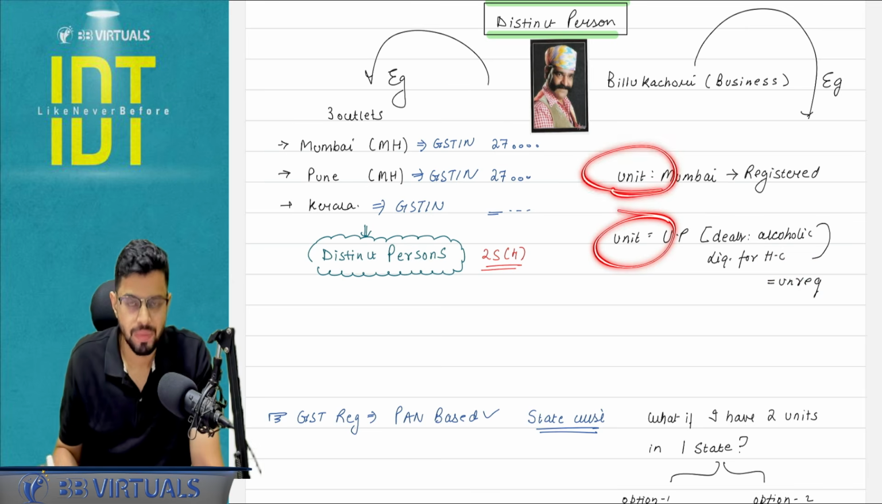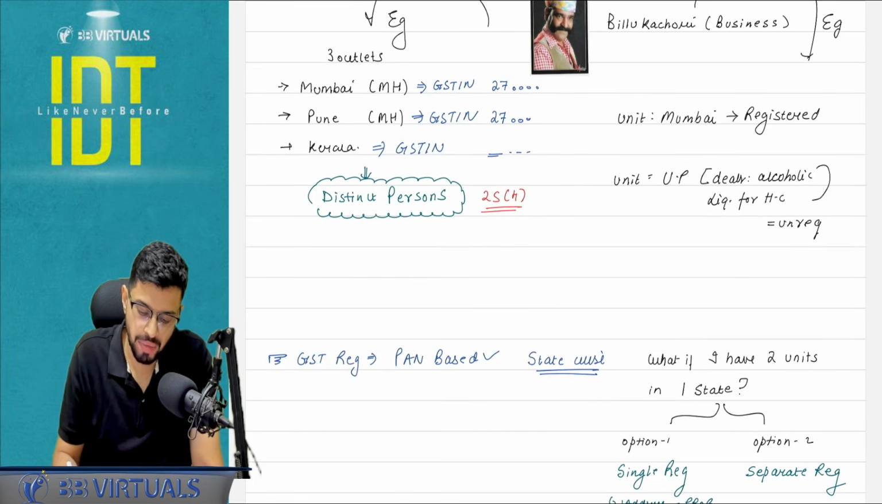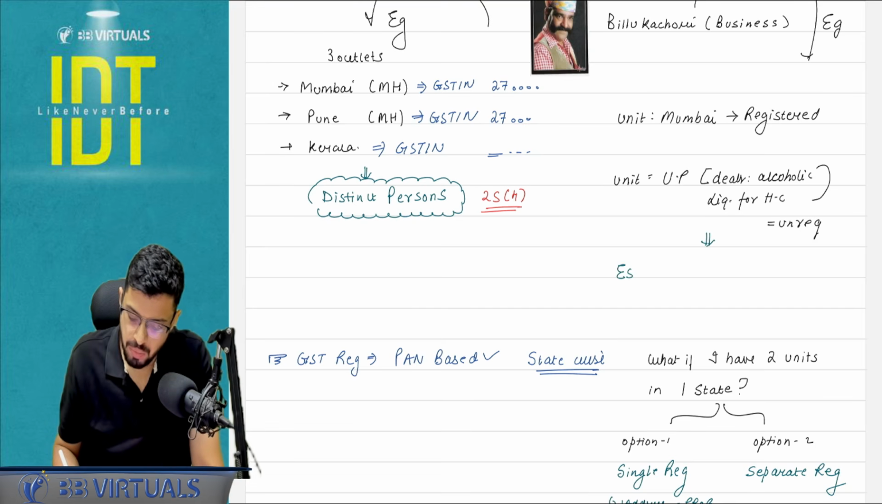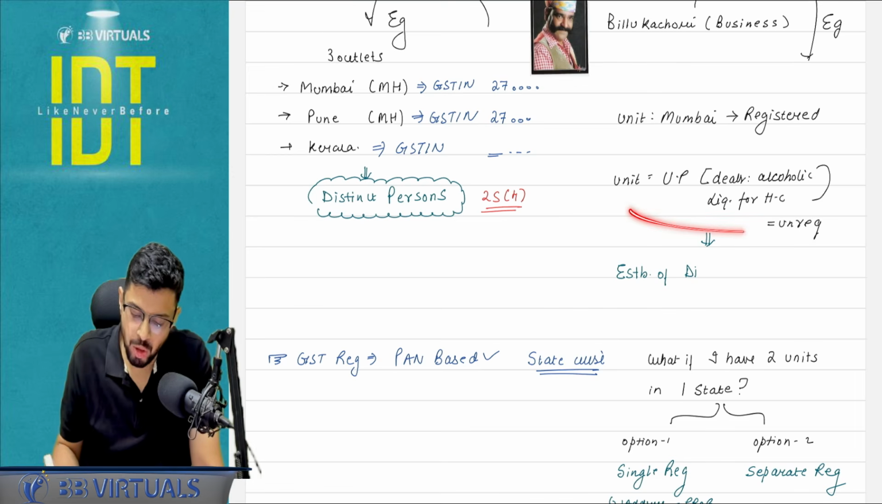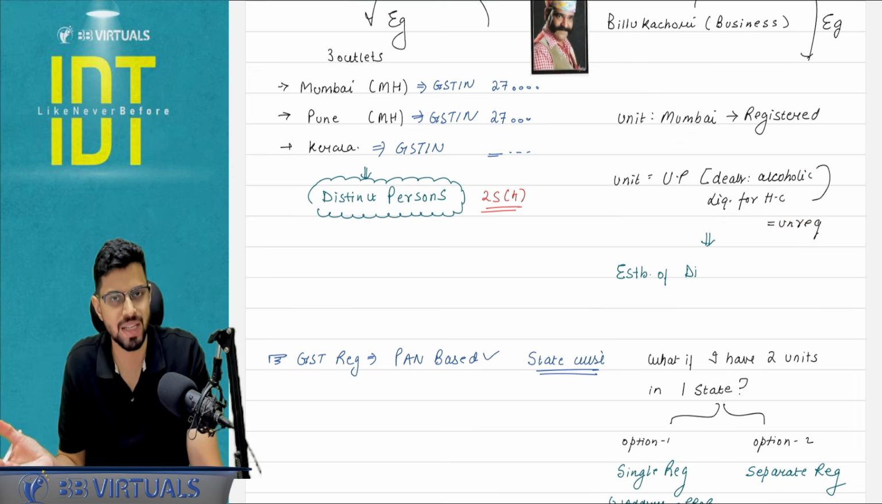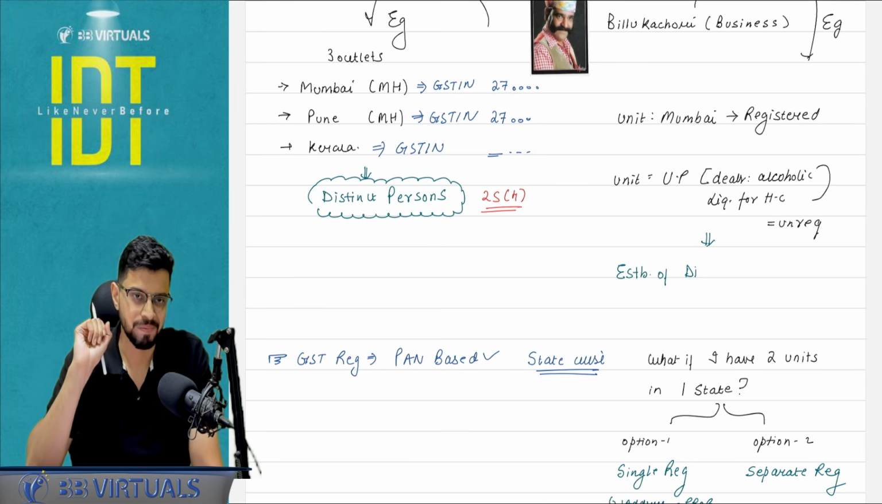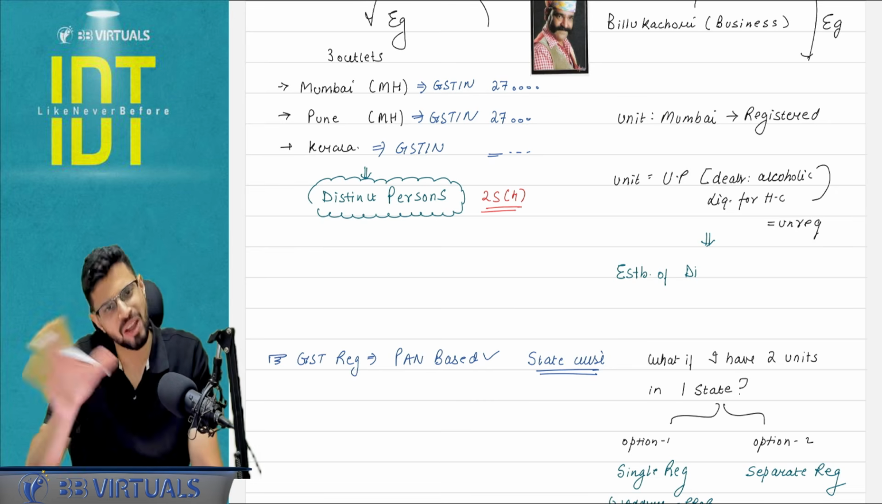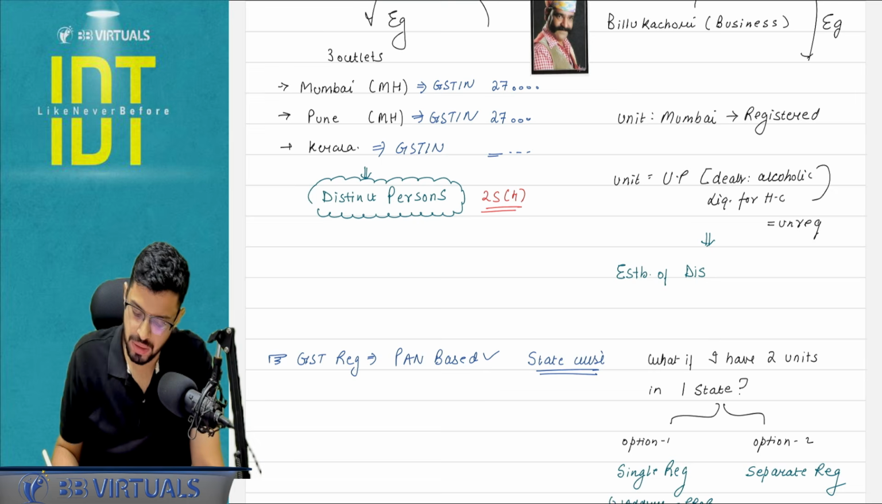These units will not be termed as distinct persons under 25(4) because this is not separately registered, but instead they will be termed with a little change in the terminology. They will be termed as establishment of distinct person. Kind of the same meaning. Because this is not separately holding a GST, we are not calling it a distinct person under 25(4). Instead, we are little changing it, establishment of distinct person. So these are establishments of two different persons. Overall 25(4), 25(5) both are covered in paragraph number 2. It's just about using the term. So establishment of distinct person.